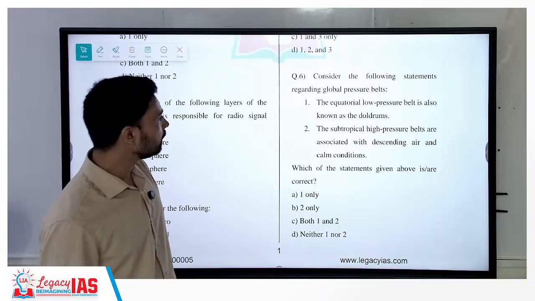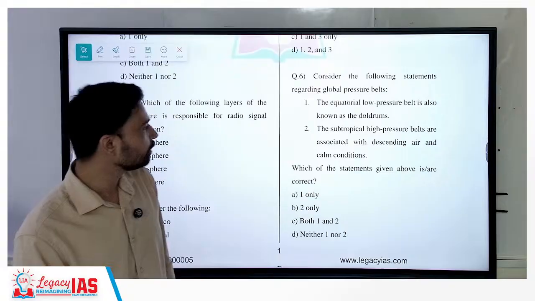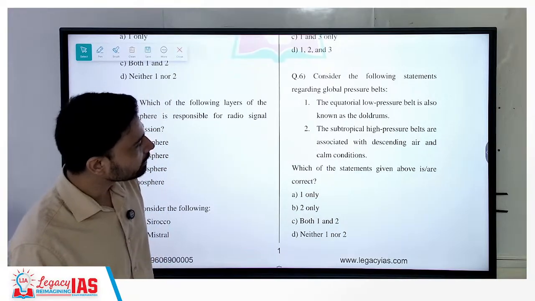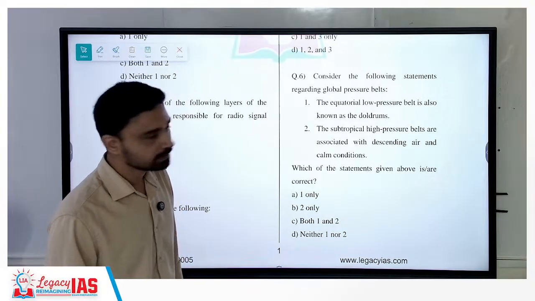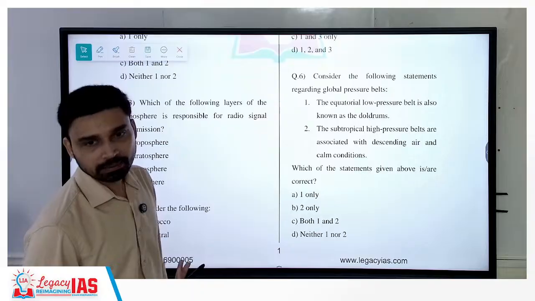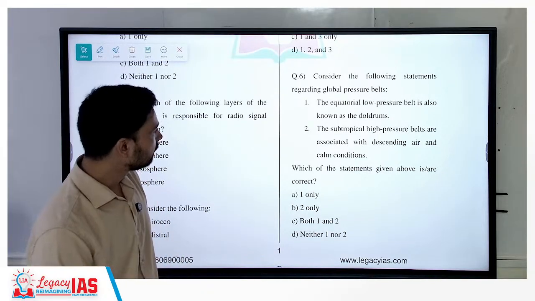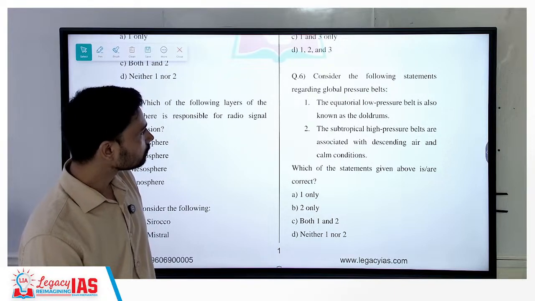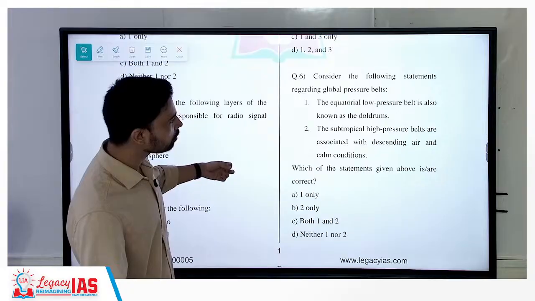Consider the following statements regarding global pressure belts. The equatorial low pressure belt, also referred to as doldrums, we have discussed. Subtropical high pressure belts are associated with descending air and calm conditions, right? That is correct. Descending air, that's why you have high pressure. Calm condition here means stable atmosphere. That means you do not have cloud formation, rainfall, and all this. That means what is the correct option? Both. 1 and 2.